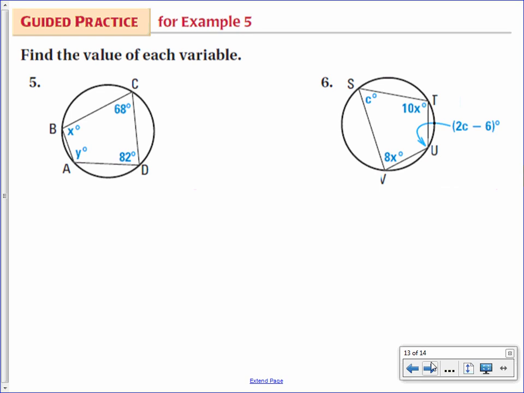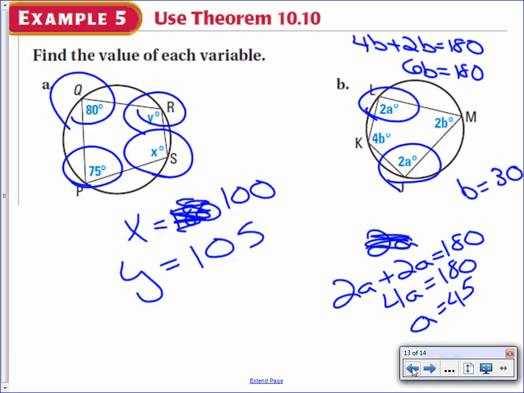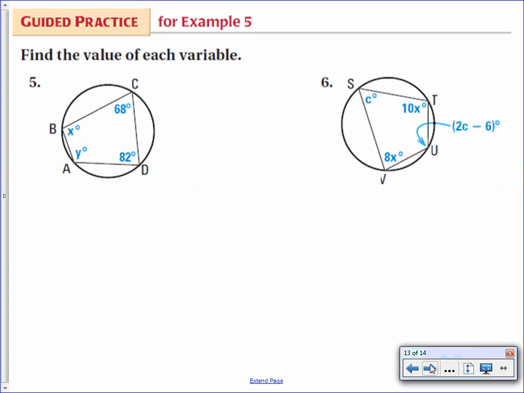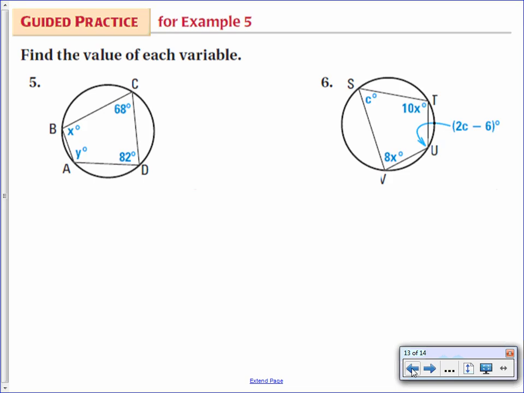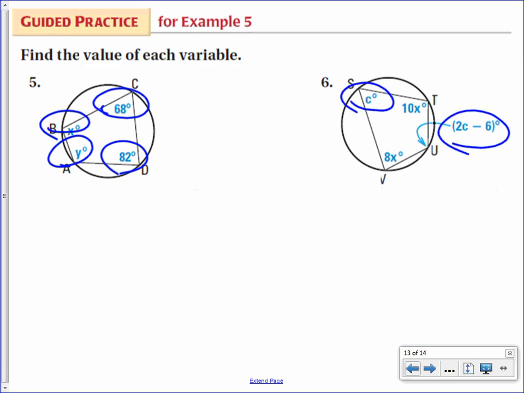All right, guys, and that's it right there. Okay, these look like they're straight from your homework, guys. This one, yeah, this looks straight from your homework. So for number 5, you add up this plus this gives you 180. And then you set your next one, y plus 68 equals 180. Next one over here, a little bit harder. This plus this equals 180, and 8x plus 10x equals 180. All right, it's all pretty consistent.